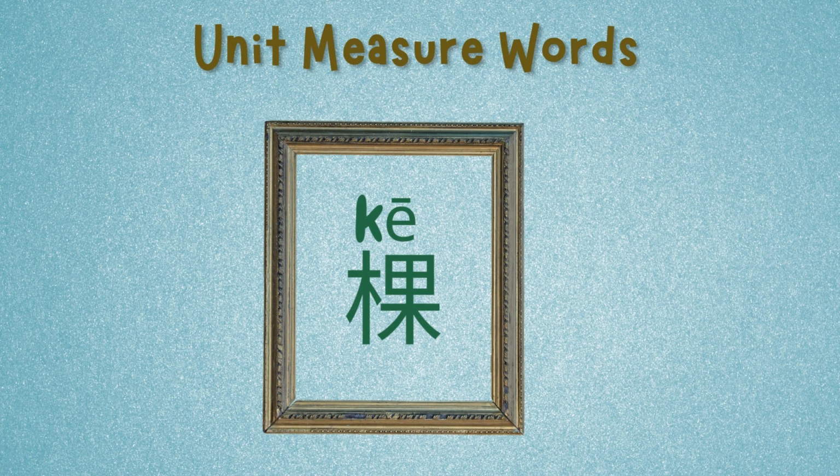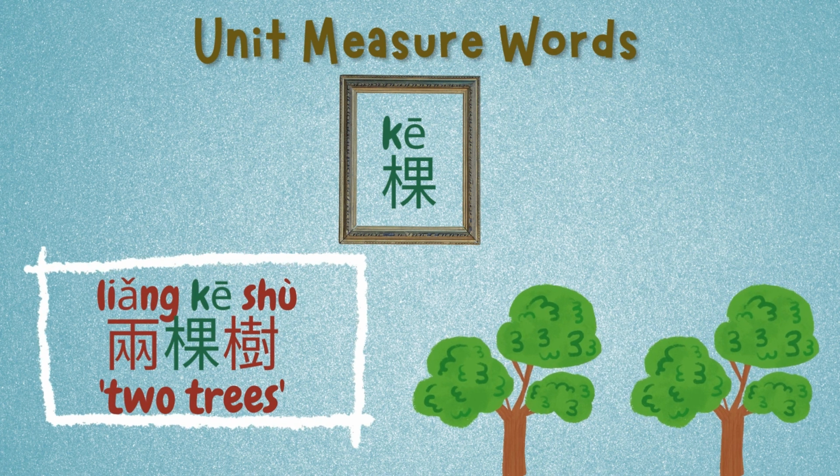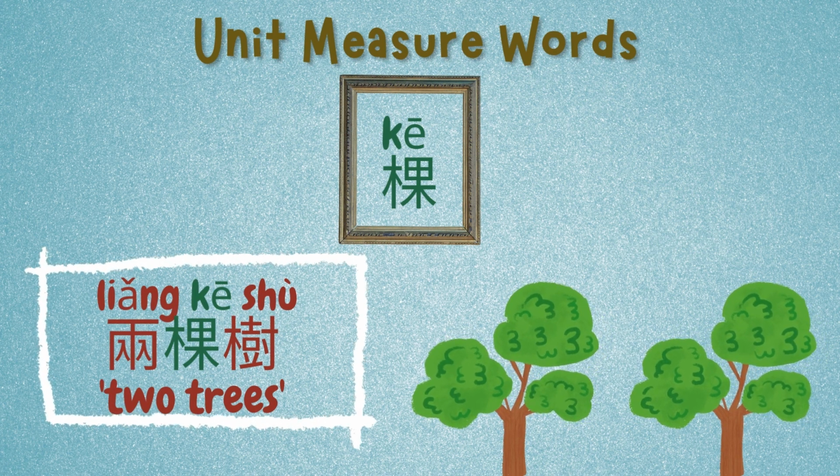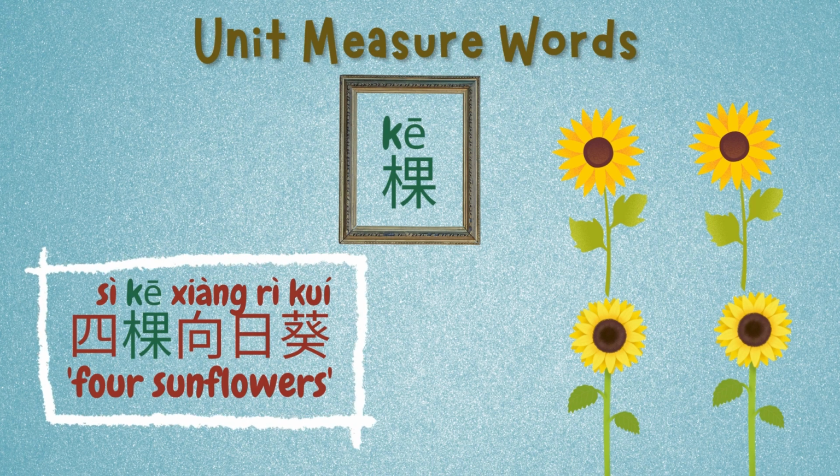The other measure word pronounced as ke is 棵, which is used to count trees, plants, and other organisms with a trunk or stem. It is similar to the English word tree when used as a unit of measurement. Look at the example. 一棵树苗 one sapling, 两棵树 two trees, 三棵仙人掌 three cacti, 四颗向日葵 four sunflowers.